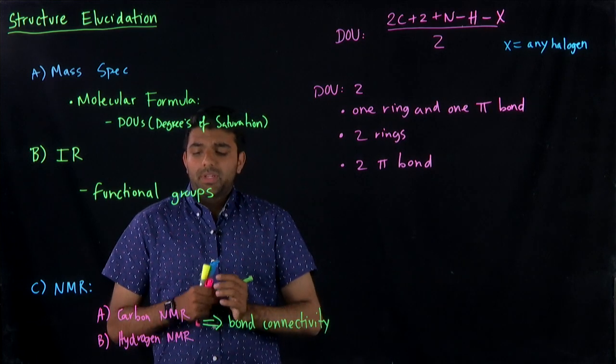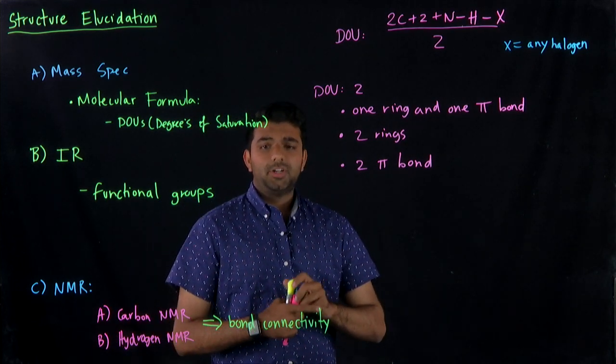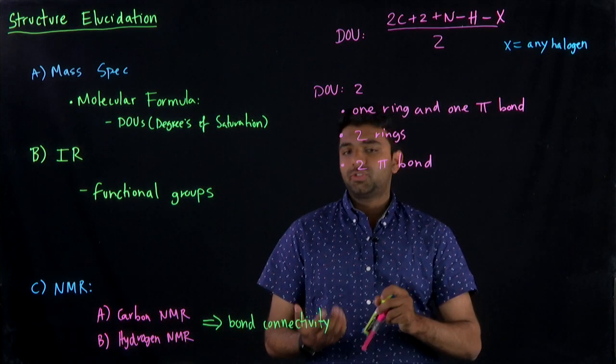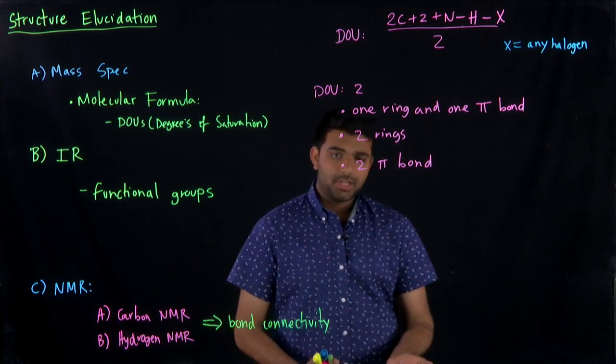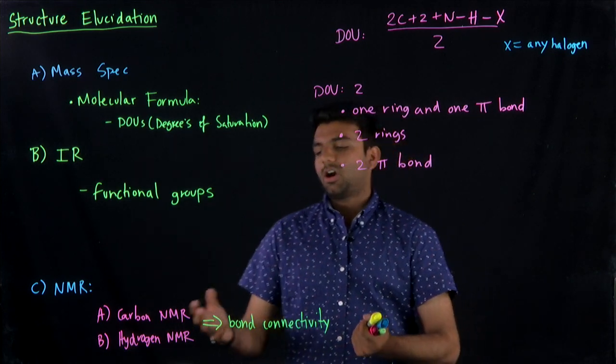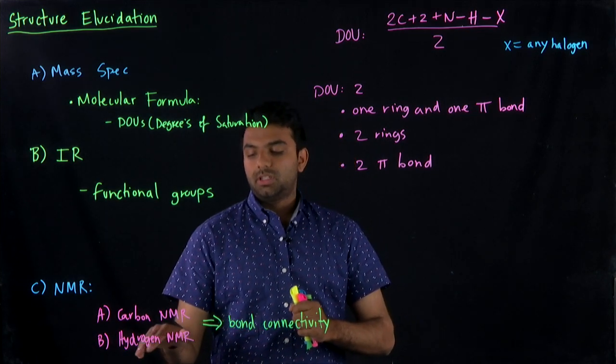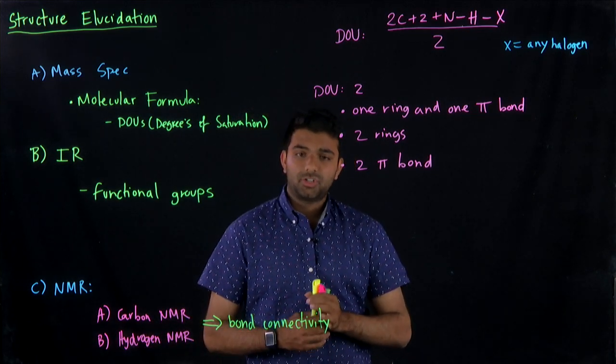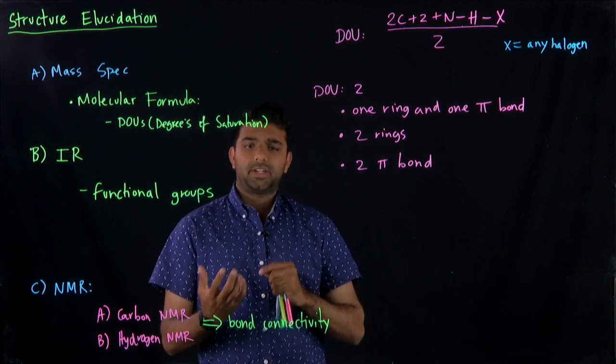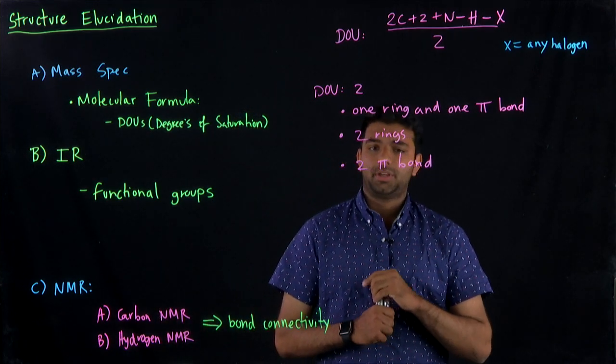Okay? So because we're looking at bond connectivity, hydrogen NMR ends up being a little bit more useful because the number of bonds you can have to hydrogen are just 1, compared to carbon can have up to 4 bonds. And so since you have less bonds in the hydrogen, or less connectivity in the hydrogen NMR, you're able to find out the specific bonds that exist in your molecule.